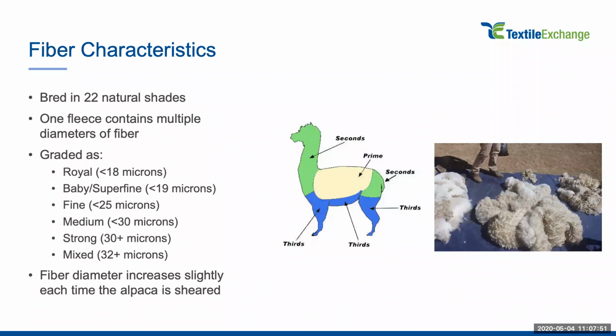And it should be noted that baby alpaca is not actually a baby alpaca being sheared. It's one of the classifications based on the micron. So a 2-year-old alpaca or a 3-year-old alpaca can still have baby microns in their fleece, and it's often found in the chest of the alpaca. Royal and baby grades are typically applied to the luxury apparel market, or they're blended for performance wear. And then the medium, strong, and mixed are used for more durable applications such as carpets, bedding, fill, and insulation. And each time the alpaca is sheared, the fiber diameter will increase slightly for the next year.